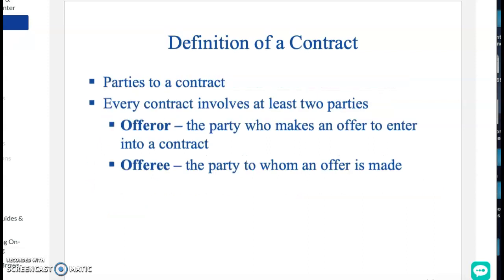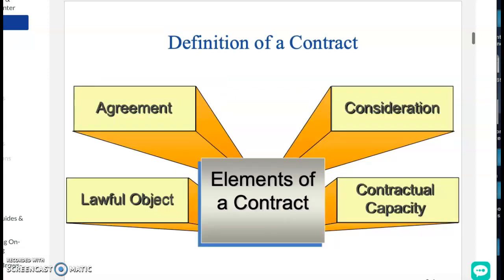So we're looking at an offeror. This is the person who makes an offer to enter into a contract. And then the offeree, that's the person that it's offered to. Those are the two parties when we start a contract.